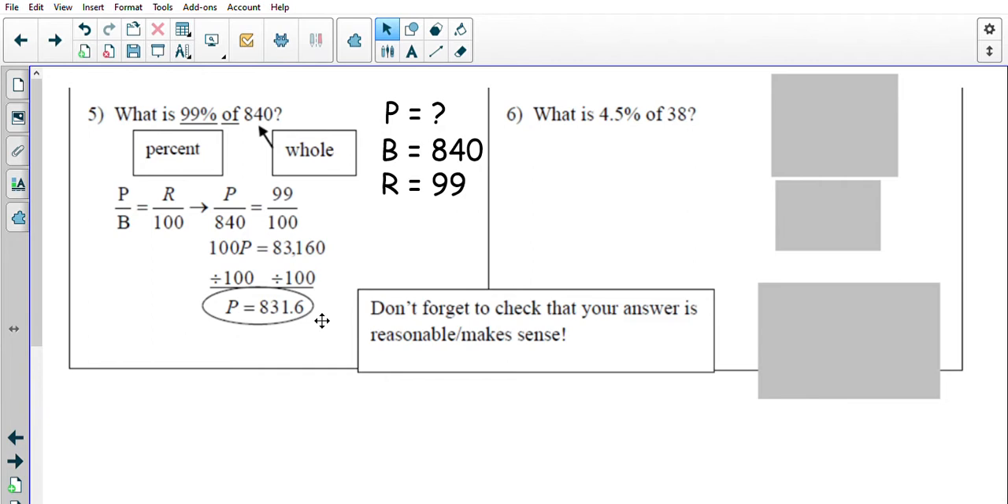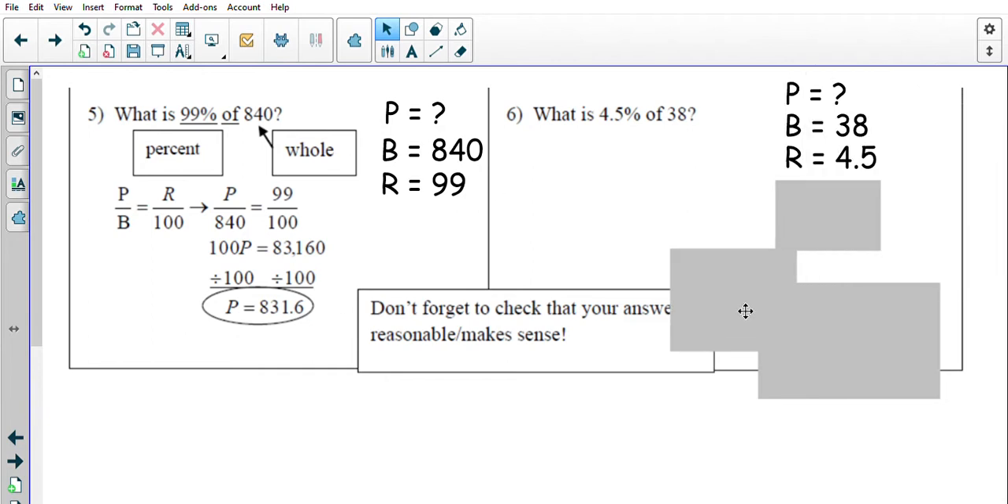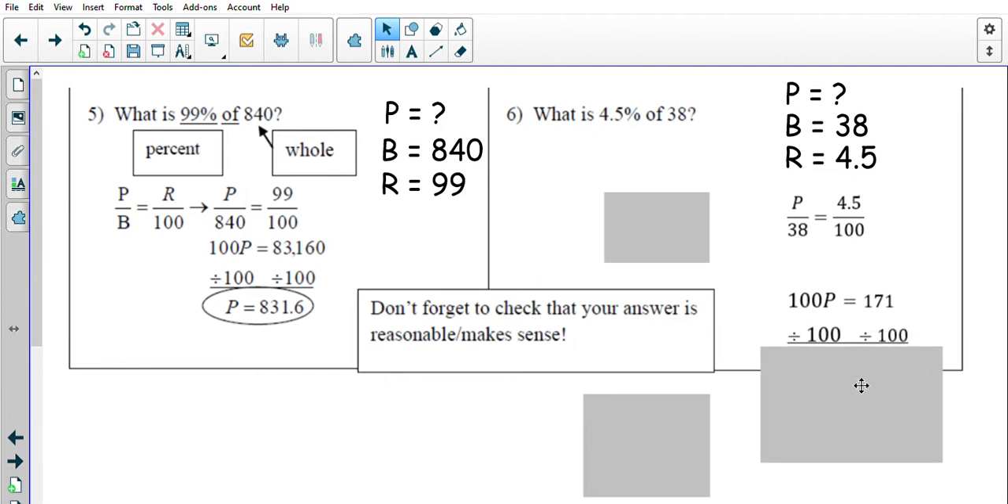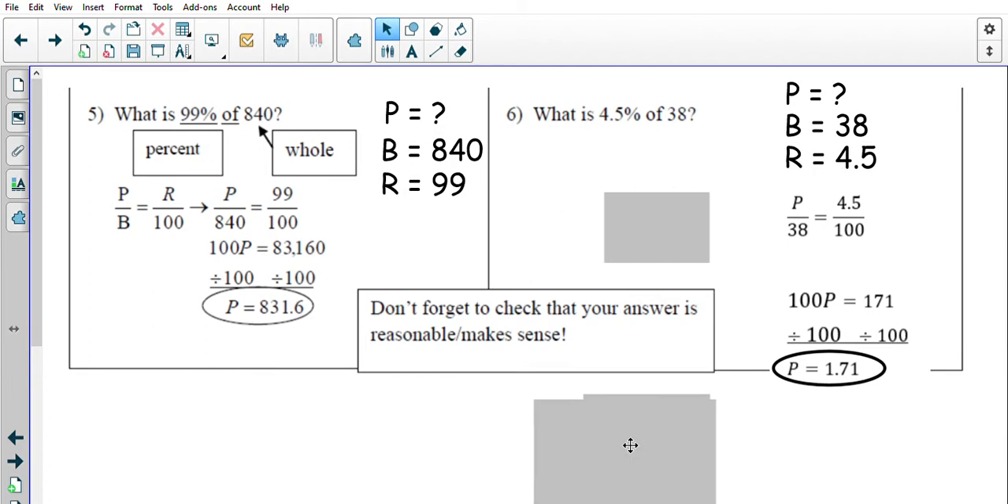Number 6, what is 4.5% of 38? So my base is 38. R is 4.5, which we'll put over 100, and the part is my unknown. So my proportion will be P over 38 equals R, which is 4.5 over 100. Now let's cross multiply. 100 times P is 100P. 4.5 times 38 is 171. Divide both sides by 100 to get 1.71.